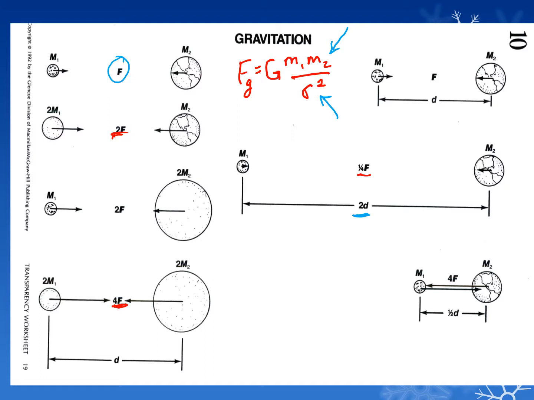And the reason the force between these two objects is 1/4 of F is because we have to square the distance. So 2 squared is 4, which winds up being 1/4. Then, if we bring the two objects closer together, we get a larger force. 1/4 of the force. Sorry, no, 4 times as much force.